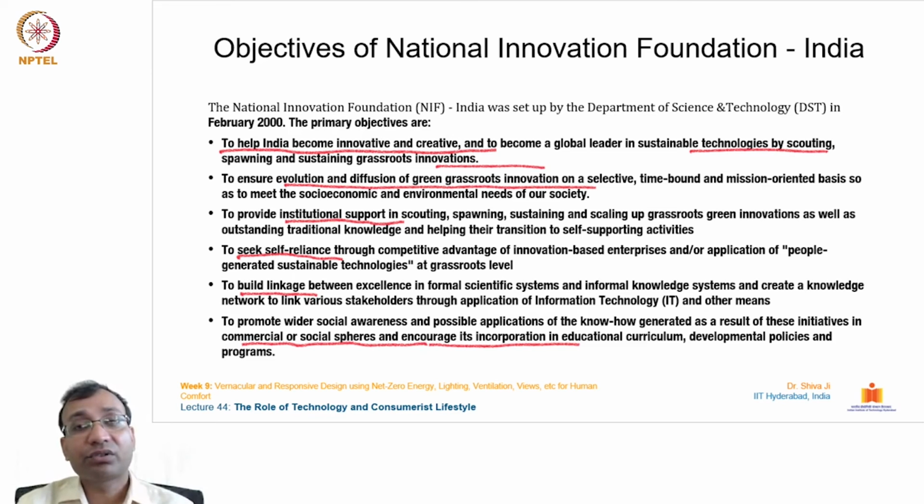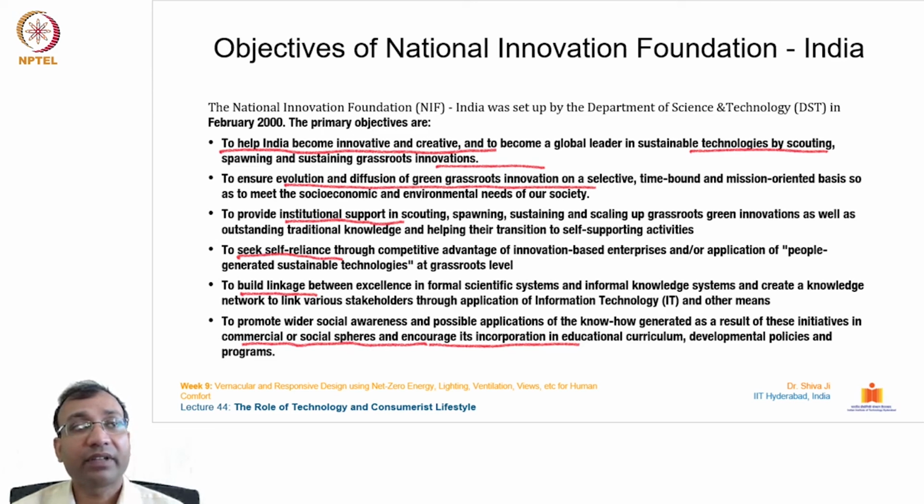Quickly, let's have a look so that you can also approach this organization for your innovations, for taking ahead your ideas and your disruptive concepts which can be useful somewhere. So the NIF India was set up by the Department of Science and Technology, under the Ministry of Science and Technology, Government of India, in February year 2000.